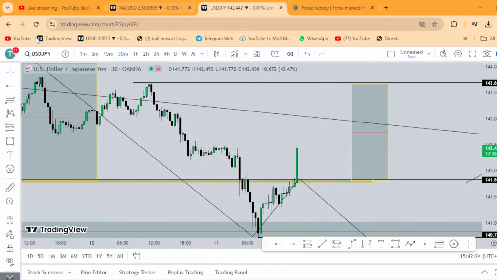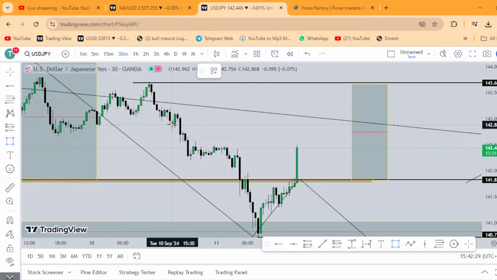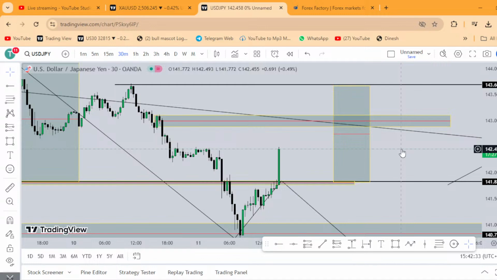If price reaches here, you can take some risky sells in that zone there. That one there, you can take some risky.